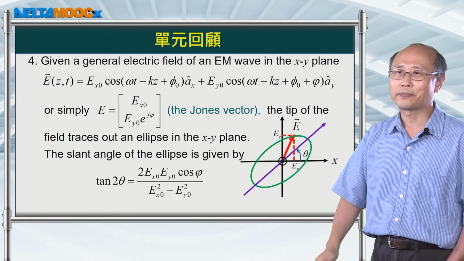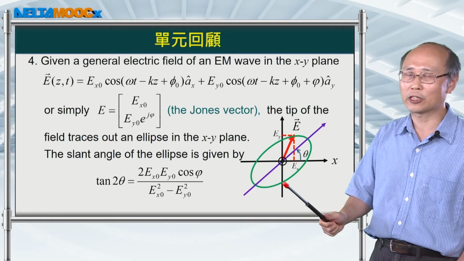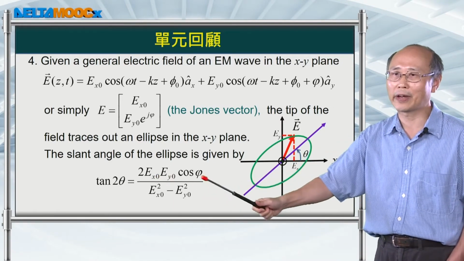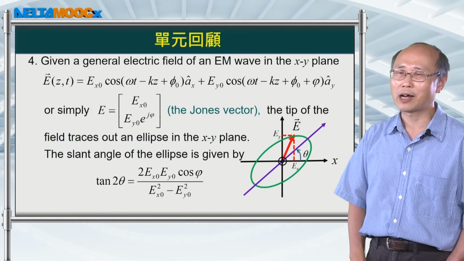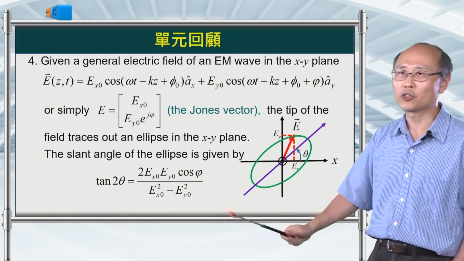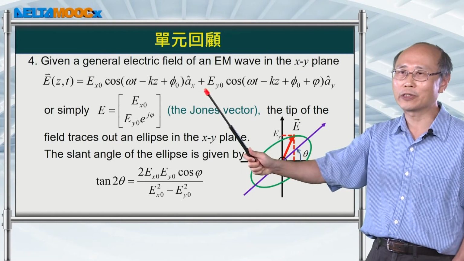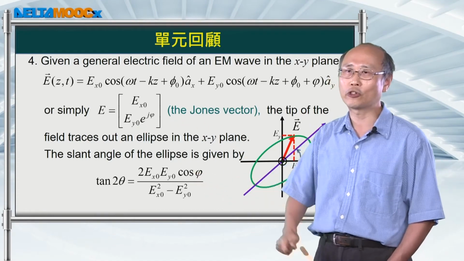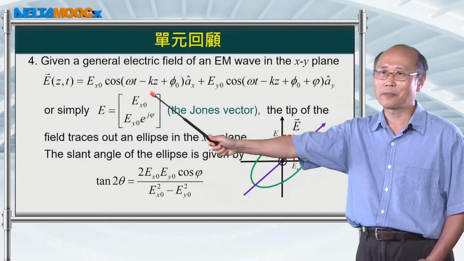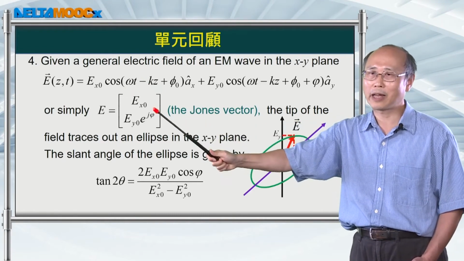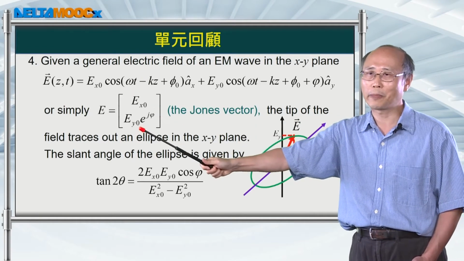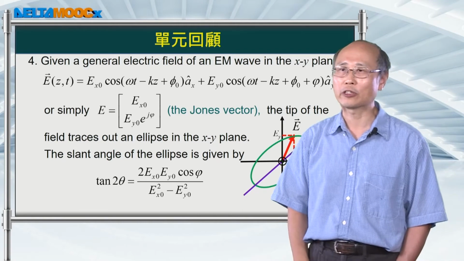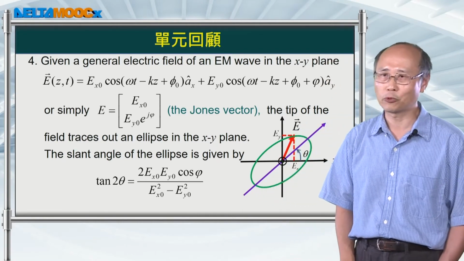And you found that to fully describe this polarization state, you only need the amplitude of the electric field and also the phase difference between these two fields. And so you can reduce this quite complicated expression to a short notation called the Jones vector. You can just keep the amplitude of the electric field and also the phase difference between them in this expression, and then you can fully describe the polarization state of this wave.